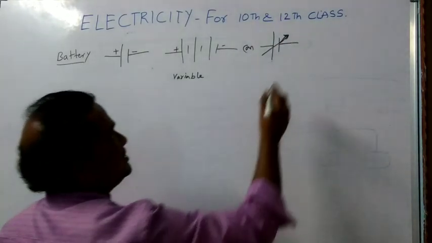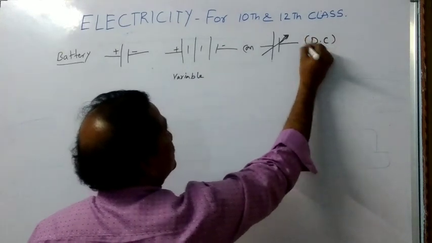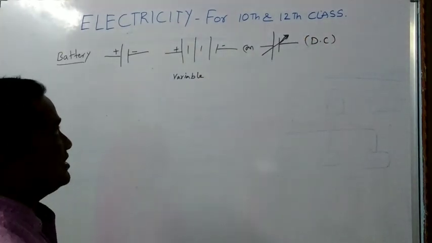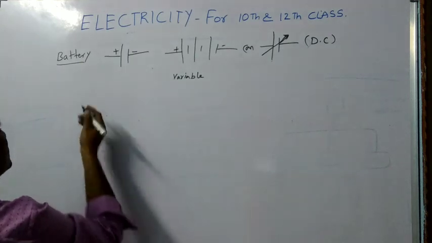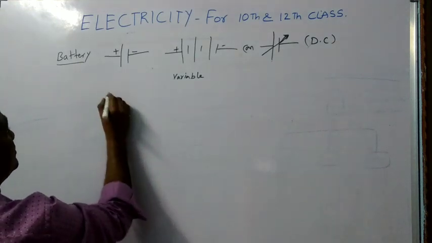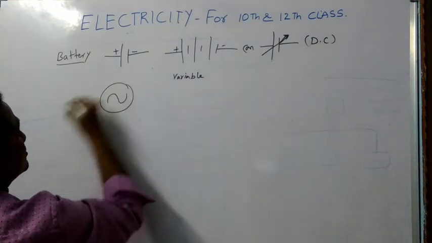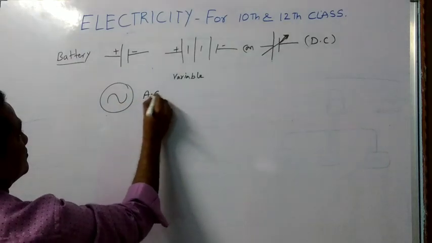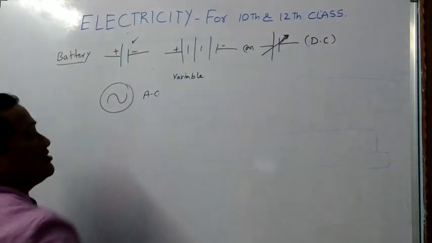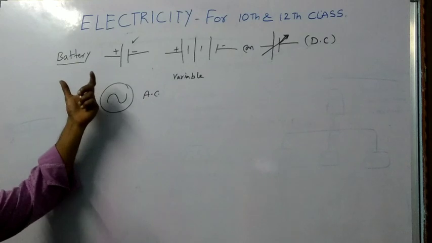This is in the DC circuit. DC stands for direct current. For AC, as you know, it is in the reverse order. For AC, the symbol will be like this. This is the symbol of AC. This is the symbol of DC. Okay, this is the symbol of battery.